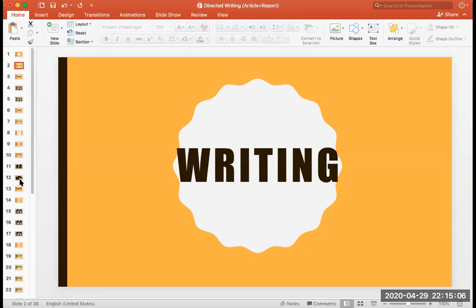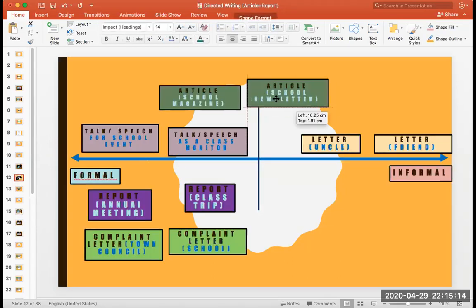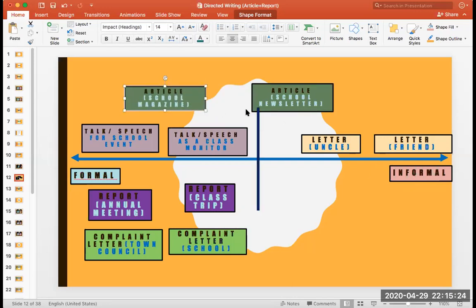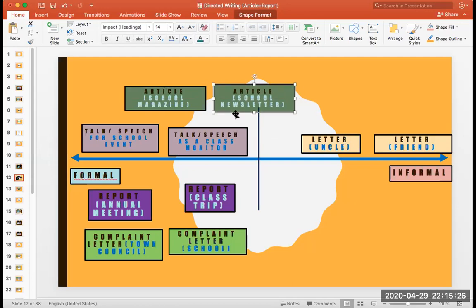I told you that different types of writing have different types of language, right? And depending on the question, the language can be more formal or more informal. Sometimes it's very formal because it's something very serious. But sometimes it's not formal because we write a letter for our friends. But when we write a letter to our uncle, then it's a bit more serious, right? So today we want to talk about report, right?